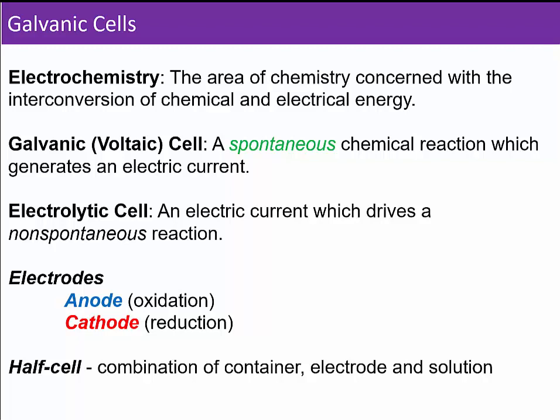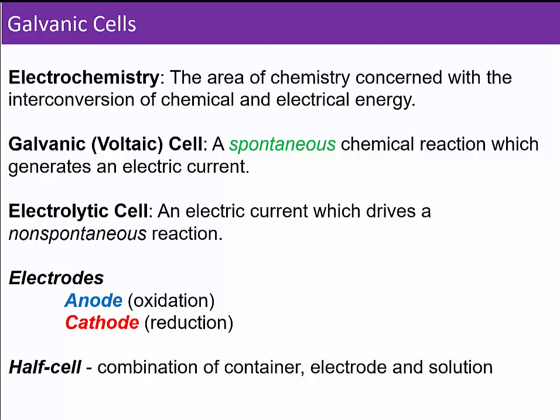So kind of stick this in your head. Reduction happens at the cathode. It always happens at the cathode. Doesn't matter whether you're a galvanic cell and you're making electricity or you're an electrolytic cell and you're using electricity. The reduction happens at the cathode. That's what makes it the cathode, that's where the reduction happens.